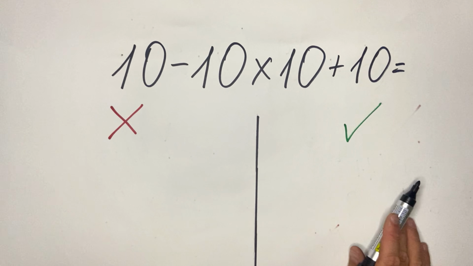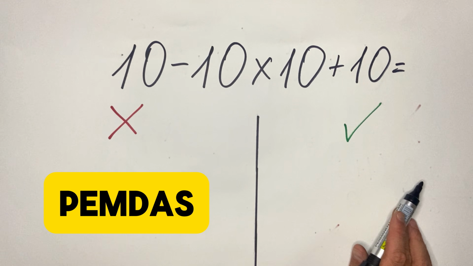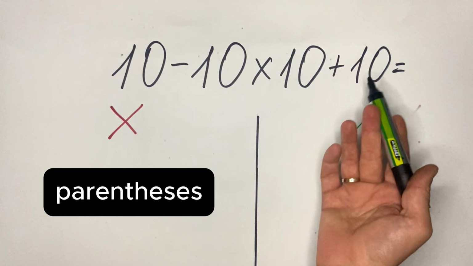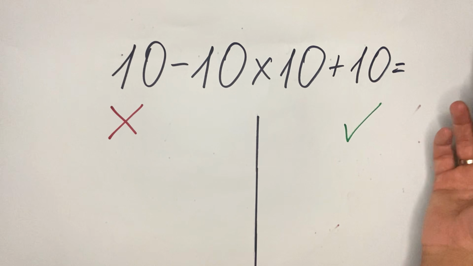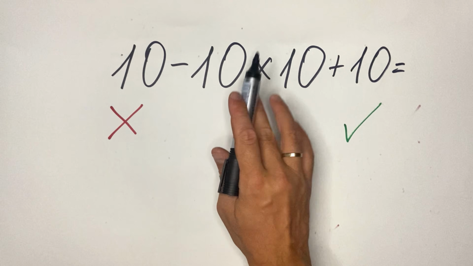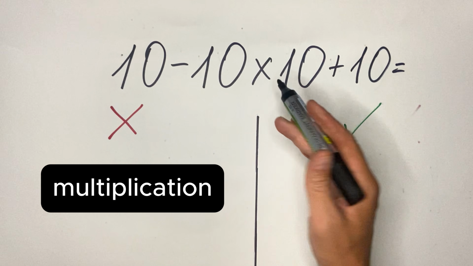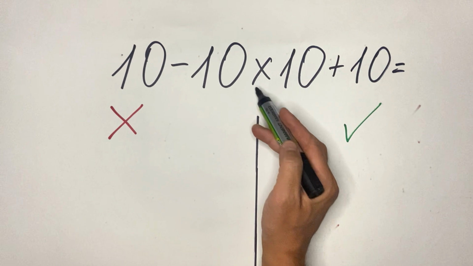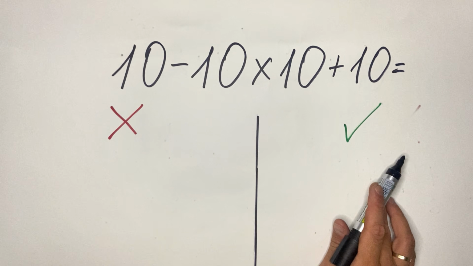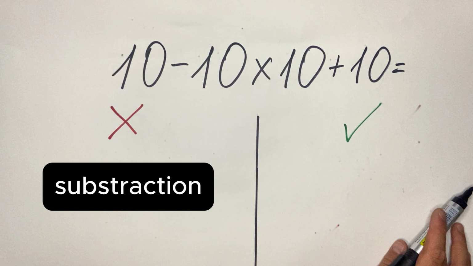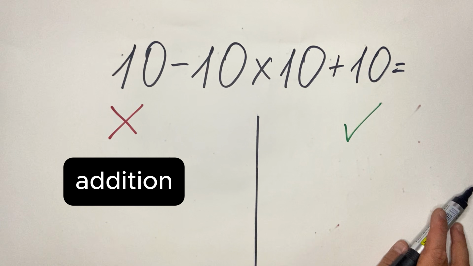But of course, if you remember from school, you have the PEMDAS rule, which means that first you have the parentheses. In this case we don't have any. Then you do the exponents, again we don't have any. Then the next step is the multiplication or division. In this case, we have multiplication, and at the end is the subtraction and the addition.